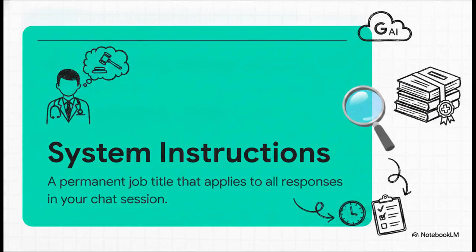Think of them as giving the AI a permanent job title before your conversation even starts. Instead of desperately typing, "act as a senior medical faculty member" over and over in every single message, which, let's face it, gets really tedious, you just set it once. You tell it to always use the Vancouver reference format or always follow NABH standards, and it applies to the entire session. It is a massive time saver.